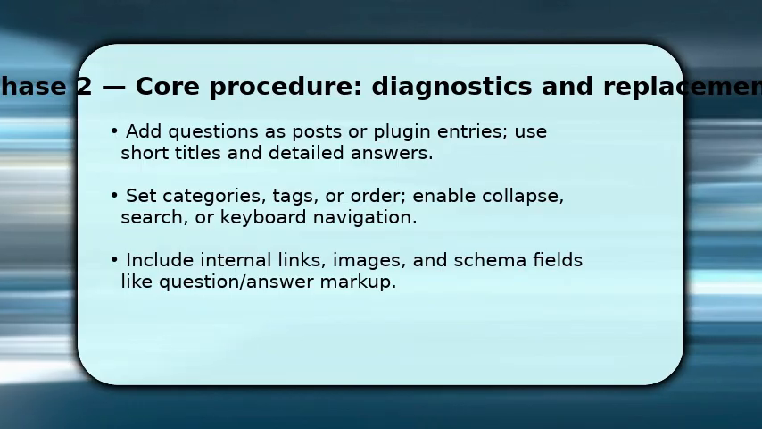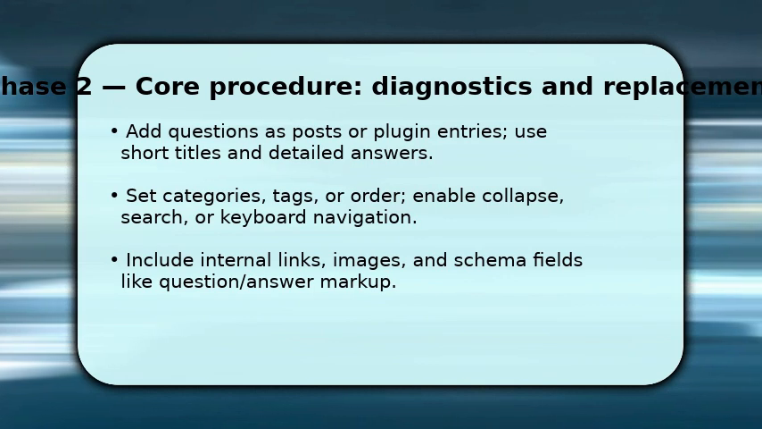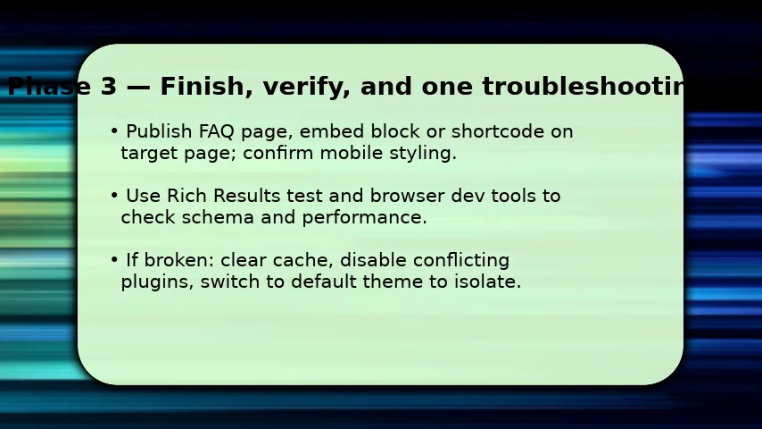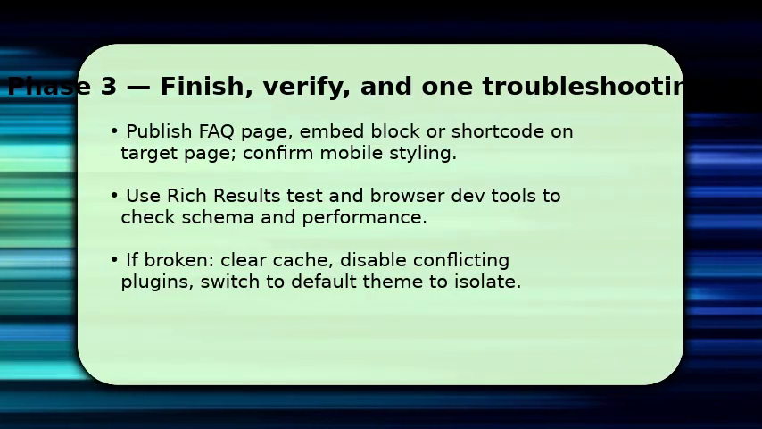Also enable accessibility options like keyboard navigation and ensure collapse behavior works on mobile. These details improve both user experience and the chance of appearing in search results. You finish by embedding the FAQ block or shortcode onto your chosen page and publishing. Then test across devices to confirm layout and interaction remain intact.